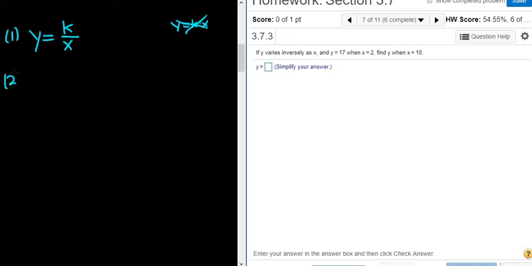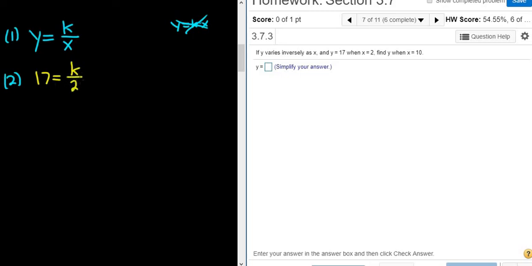All right, step 2, we keep reading and we plug in the numbers that the problem gives us. Then it says, and y equals 17 when x equals 2. So we have to replace y with 17. And we have to replace x with 2. And now we have to solve for k.